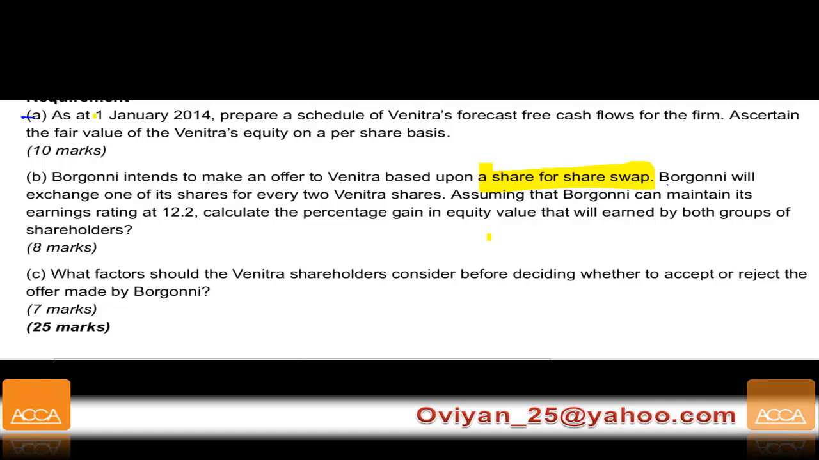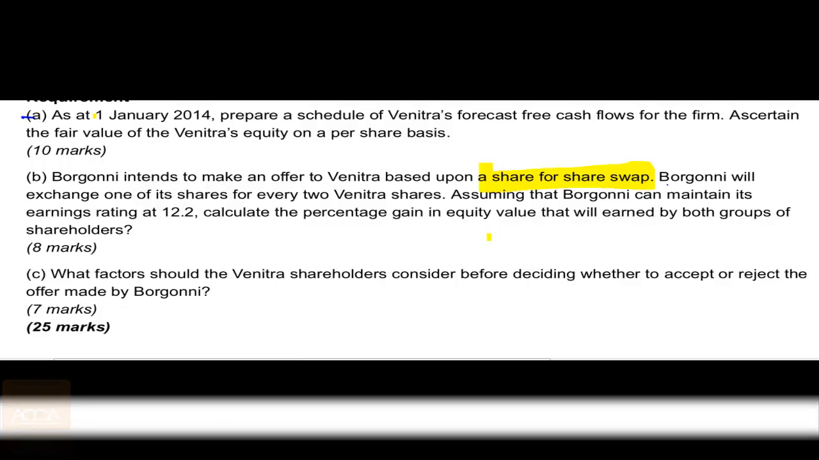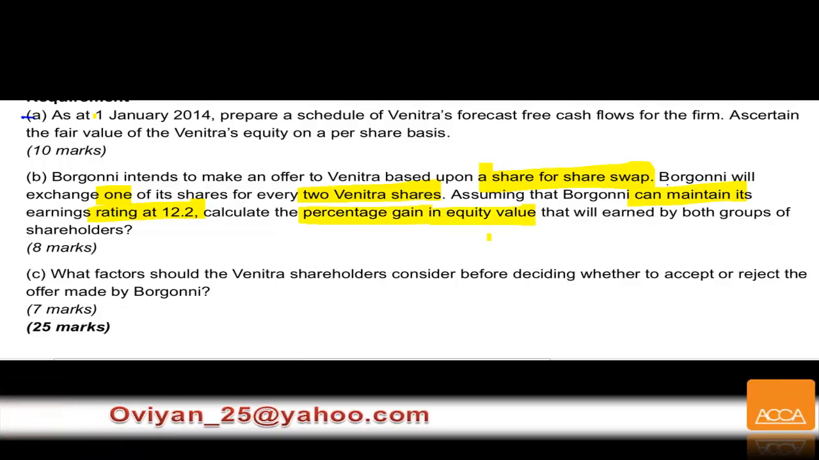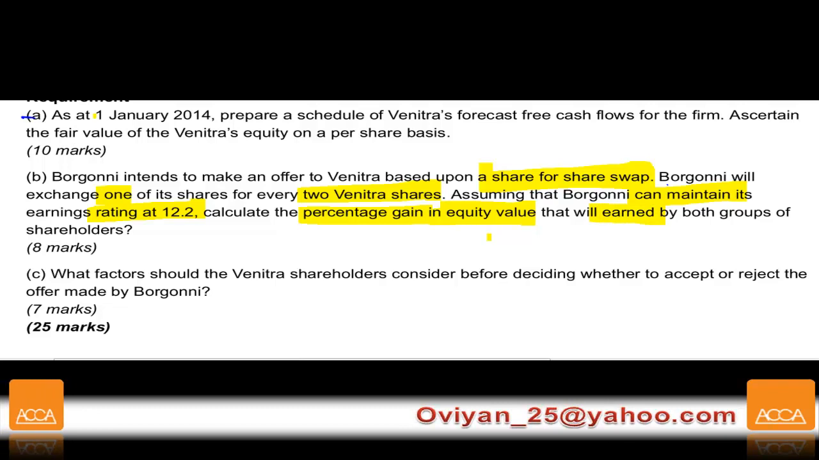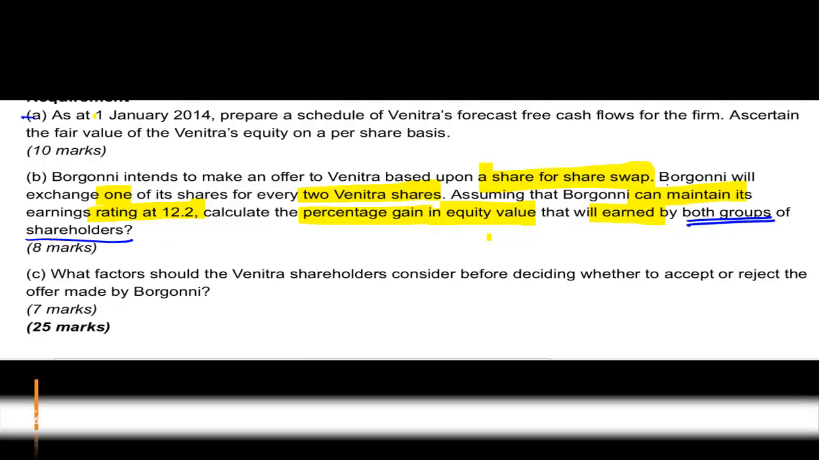There are many other considerations, which can be cash consideration, cash and shares, debt and shares, or a mixture. Borgoni will exchange one of its shares for two Venitra shares, assuming Borgoni can maintain its earnings at a 12.2 PE ratio. The equity value, not the entity equity value, will be earned by both groups. So we must emphasize both groups of shareholders for 8 marks. Let me give you a very detailed answer, maybe we can get more marks for that.